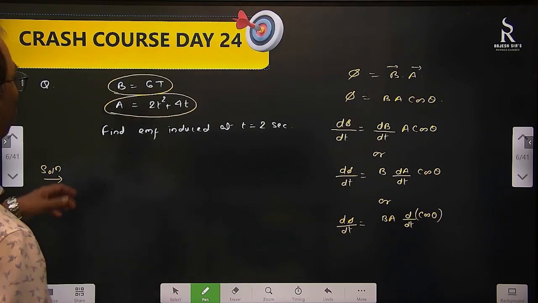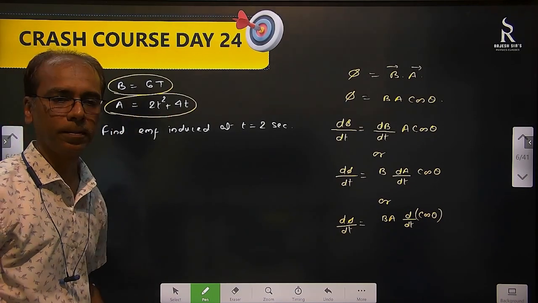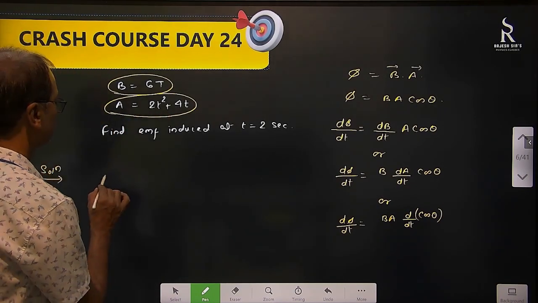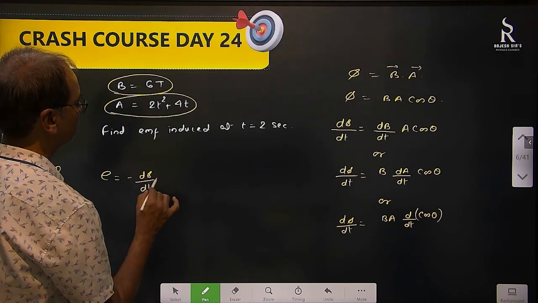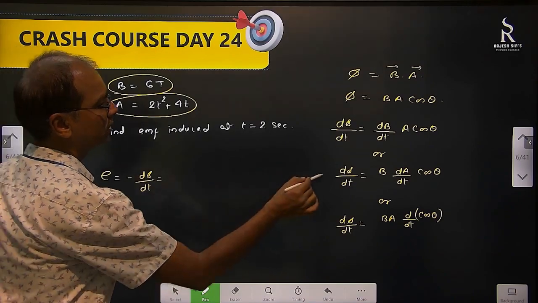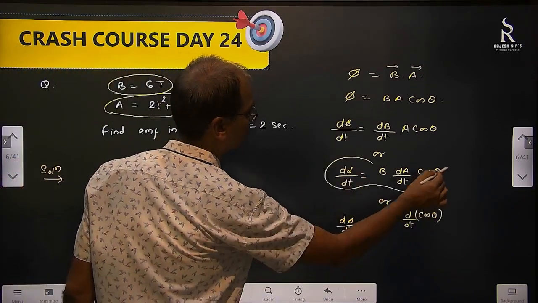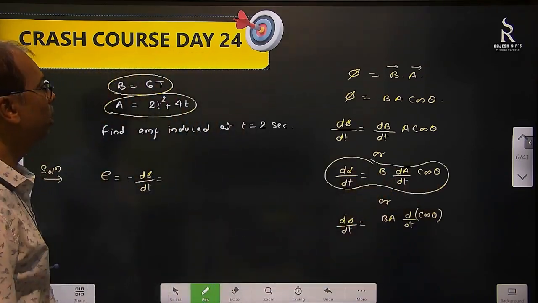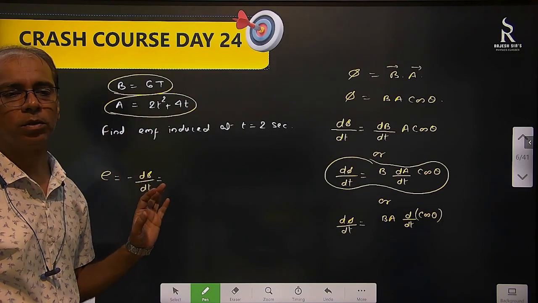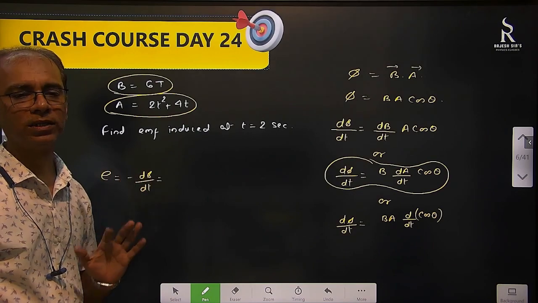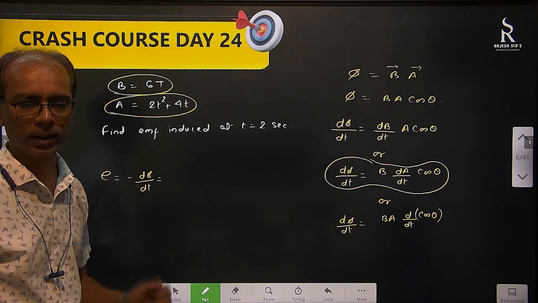So here what are we doing? Here we are changing the area. No issues. So E equals minus d phi by dt, equal to B, and B is as it is. Now what about theta? Theta here is not given. That means theta must be such that cos theta's value is 1. That's why it's not given.